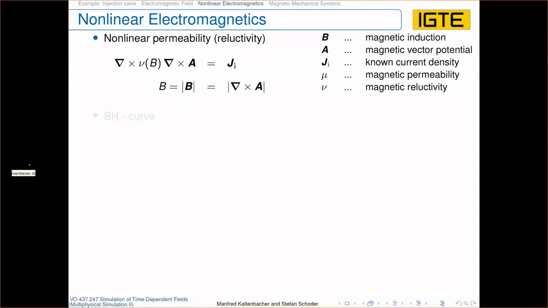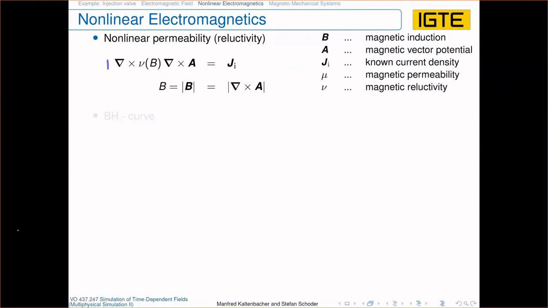here. So we have the curl of the material parameter, in our case the magnetic reluctivity, as a function of B, the magnetic induction, times the curl of the magnetic vector potential, equal to a given current density, for example, in a coil. So B as an absolute value is the absolute value, as we know, of the curl of the magnetic vector potential, which we have introduced in order to get a compact partial differential equation describing our magnetic field.